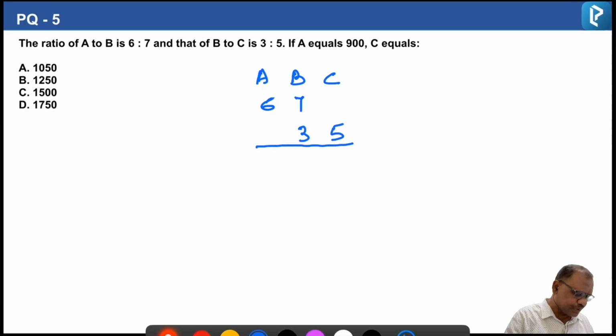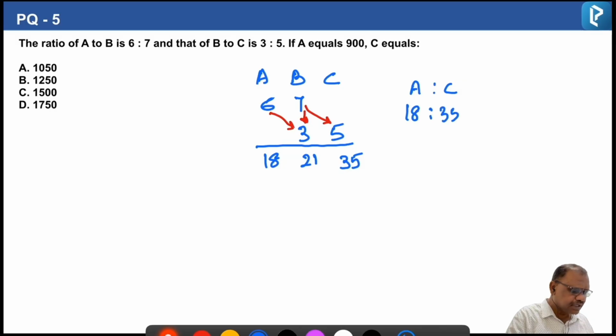So let us combine the two ratios. Multiply 6 and 3, 7 and 3, 7 and 5. So 6 times 3, 18. 7 and 3, if you multiply, you will get 21. 7 and 5, if you multiply, 35. Now, we have to find out the ratio of A and C. A is to C is 18 is to 35. A value is given as 900. We need to find out the value of C.